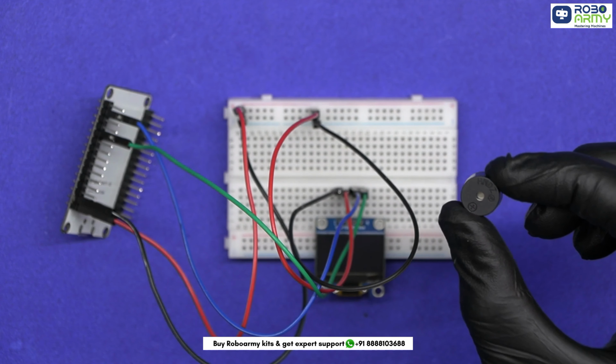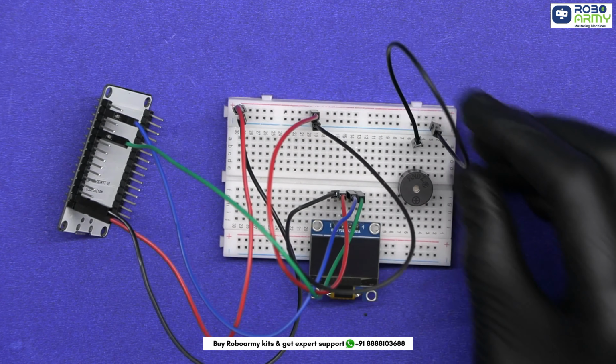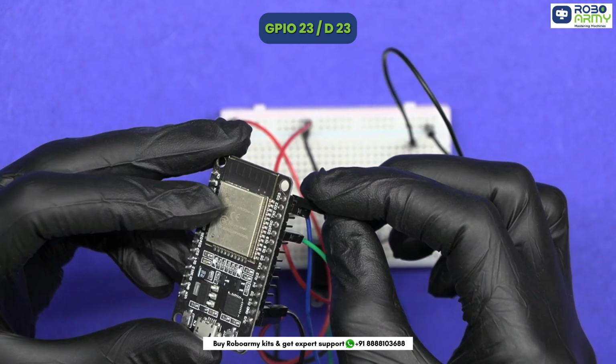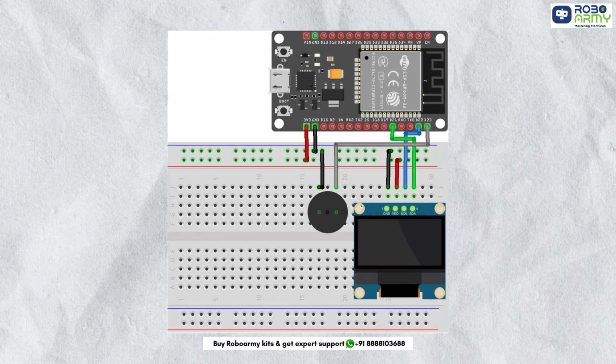Now it's time to connect the buzzer. Insert the buzzer into the breadboard. Connect the negative pin of the buzzer to the ground rail and connect the positive pin of the buzzer to GPIO23 on the ESP32. Double check your connection according to the circuit diagram before firing up.